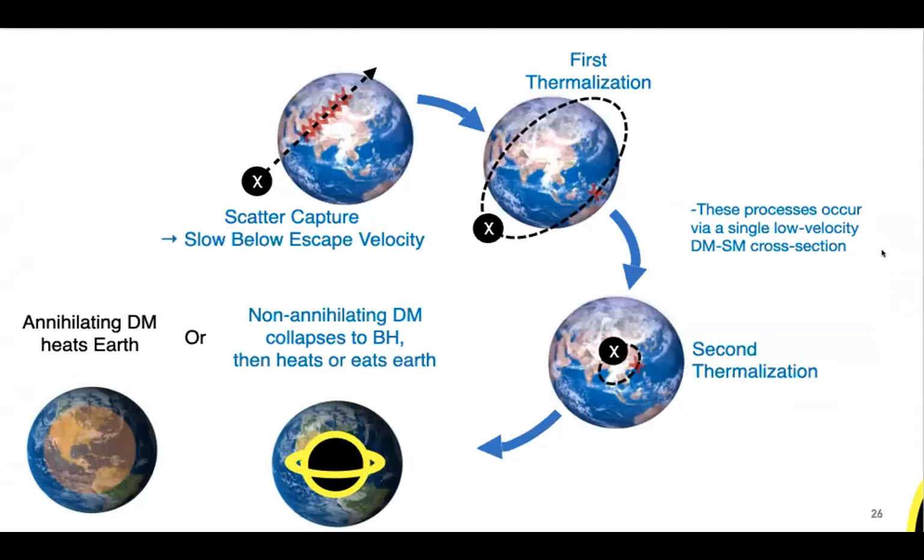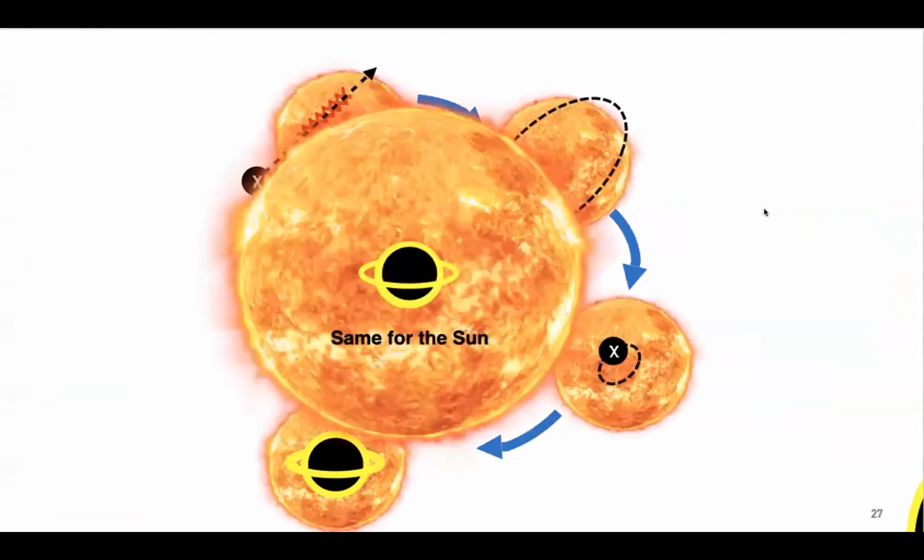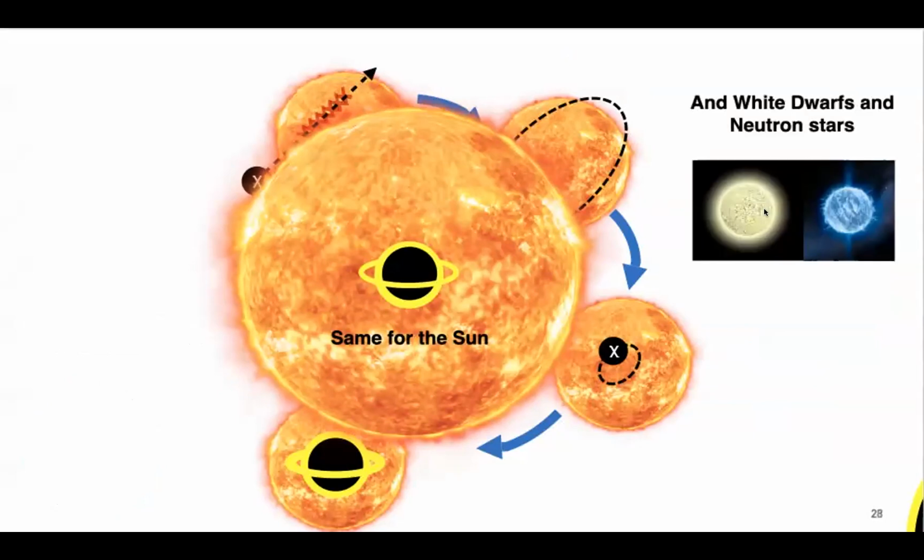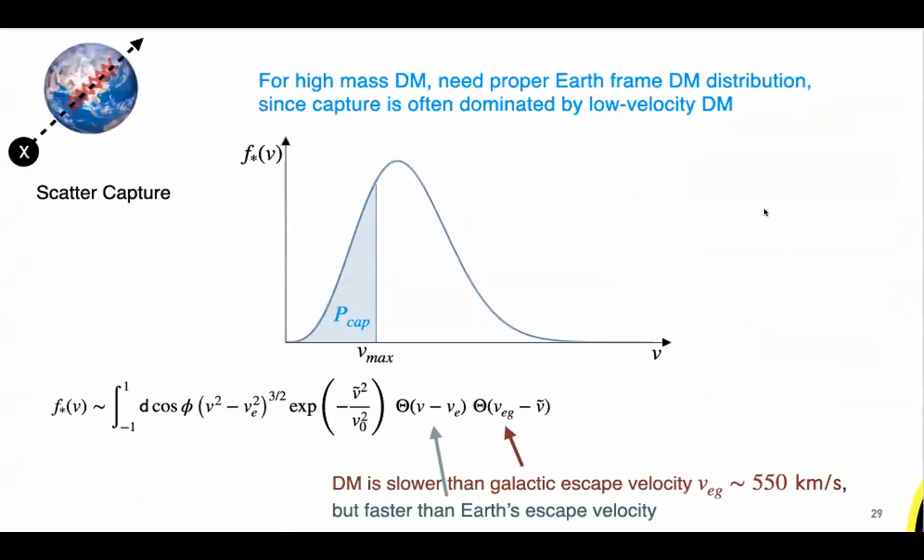But first, I should note that all of these processes occur for just a model where there's a low velocity dark matter standard model cross section. The same thing, of course, would apply for the sun. The dynamics are all the same. And the same thing would apply for white dwarfs and neutron stars, which is actually how I started looking into these sorts of dynamics. As I mentioned before, for high mass dark matter and its capture on Earth, it's actually especially important to get the low velocity portion of the dark matter distribution correct.